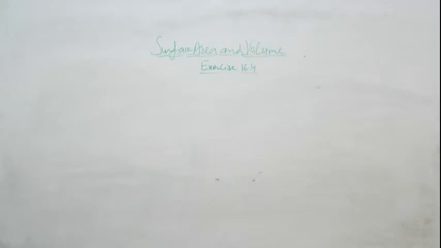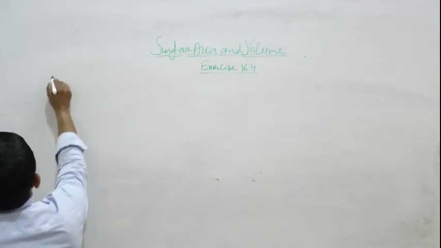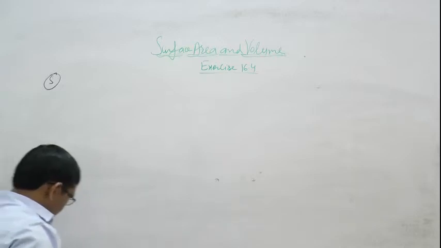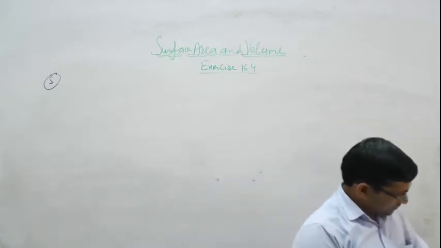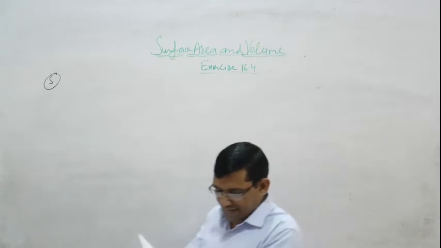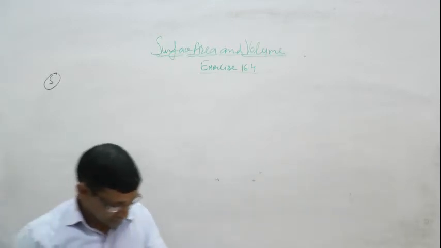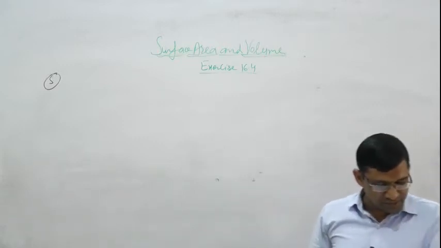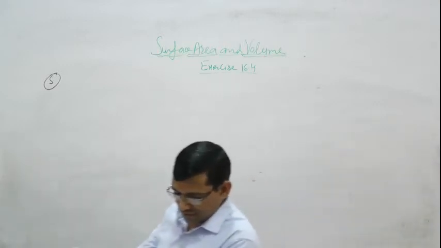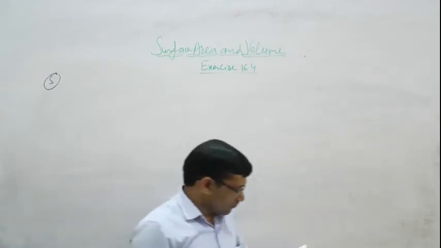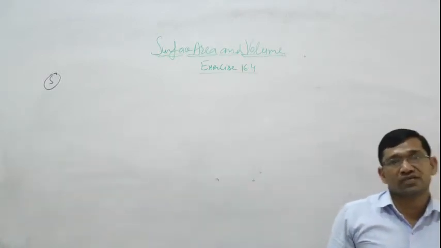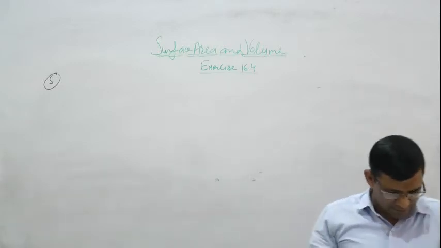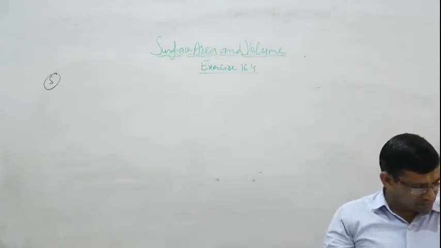Then some students ask about question number 5. Question number 5 is: a cylinder is made of lead whose radius is 4 centimeter and height is 10 centimeter. By melting this, how many spheres of radius 2 centimeter can be formed?